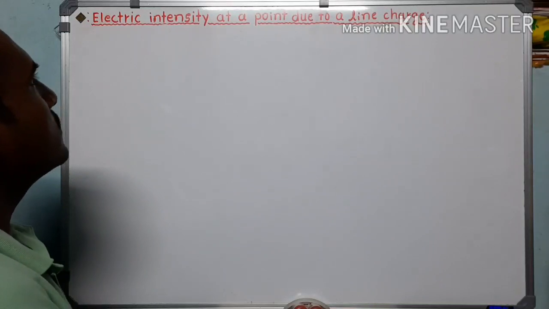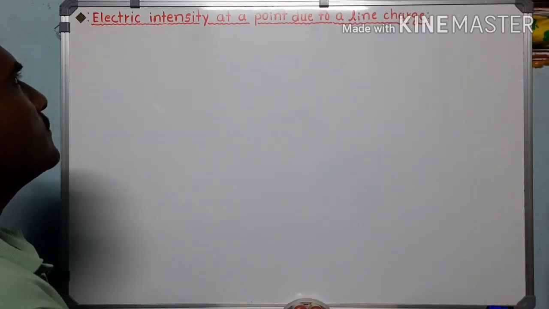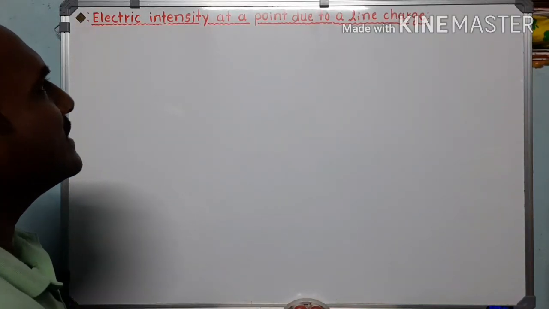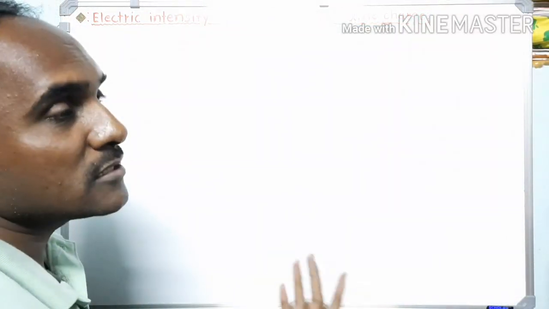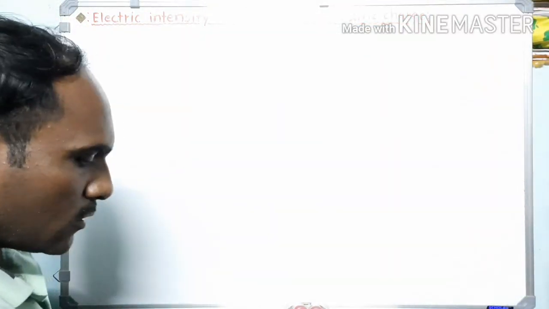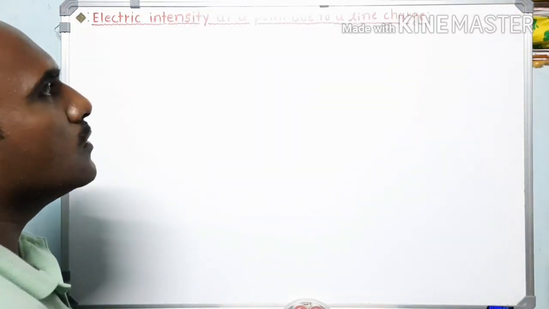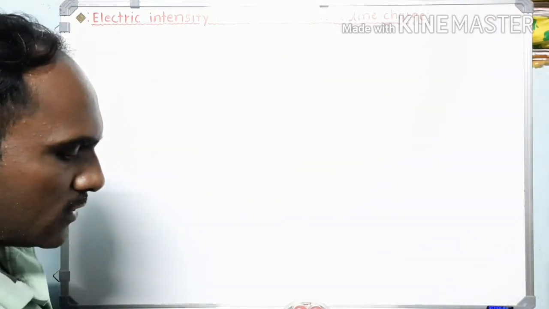My dear students, let us derive the expression for the electric intensity at a point due to a line charge, due to a charged wire, by using Gauss theorem. This is also one of the applications of Gauss theorem.